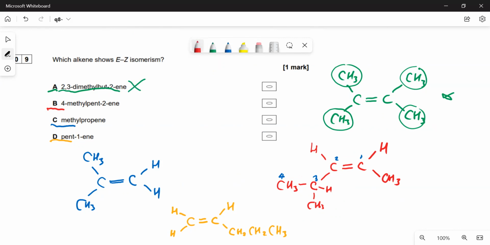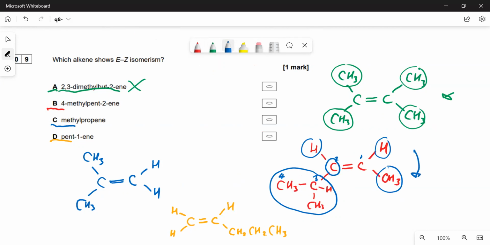B, 4-methylpentene. I've numbered the carbon atoms in blue, so you can see them there. Now if you look at the two carbons there, this one has got two separate groups attached. It's got hydrogen, and then it's got this propyl group here, and this one has got a hydrogen and a methyl group. So if you swap those two around, you will end up with a different isomer. That one can show EZ isomerism. That's the answer.